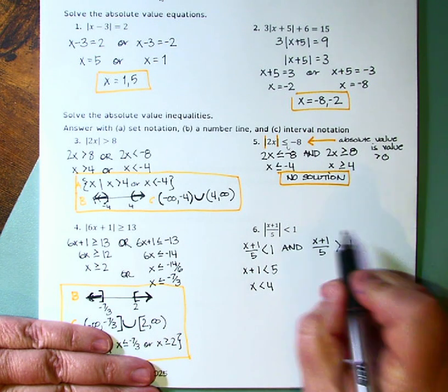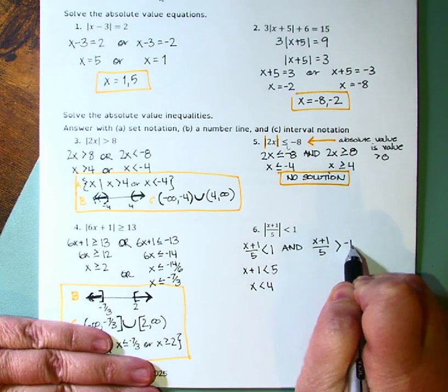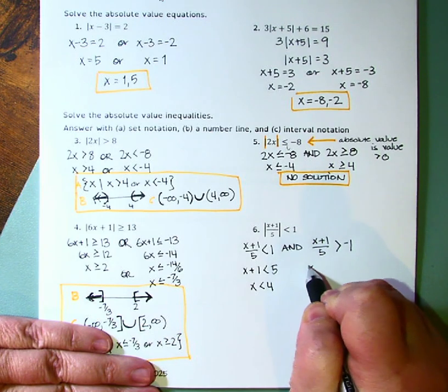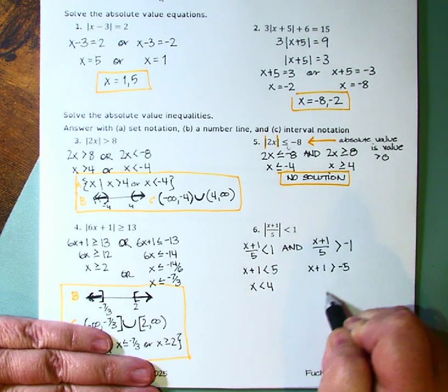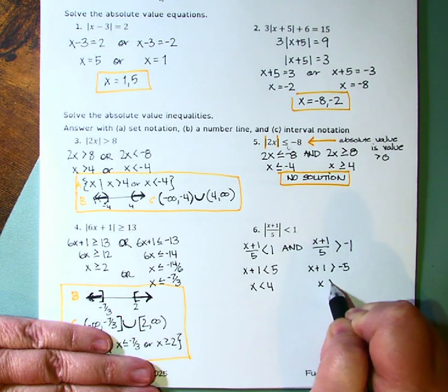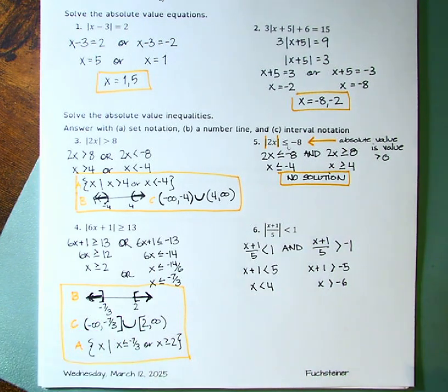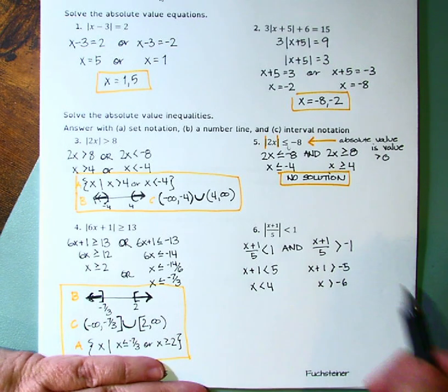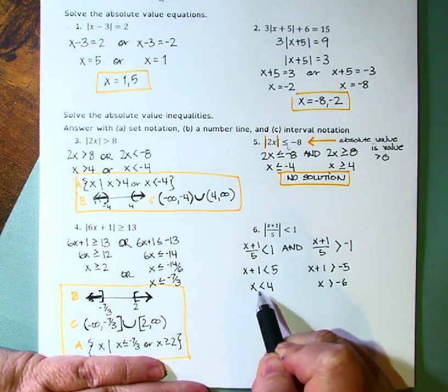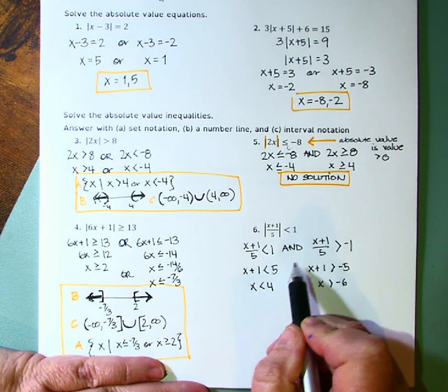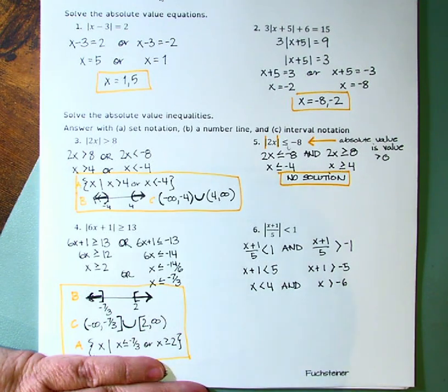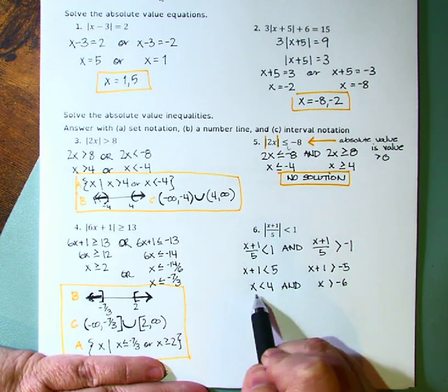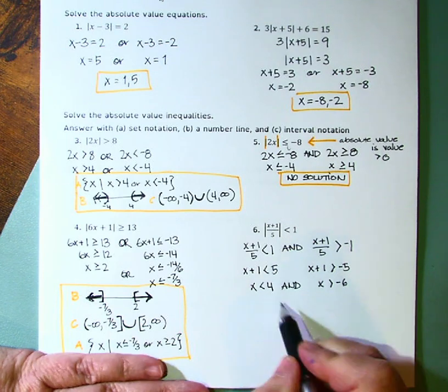Doing the other little mini equation, same steps. Multiply both sides by 5. X plus 1 is greater than negative 5. Minus 1 from both sides, x is greater than negative 6. Is there a number that is going to be between, because it's an and, right? And bounds it and puts it between. Is there a number that is between 4 and negative 6?